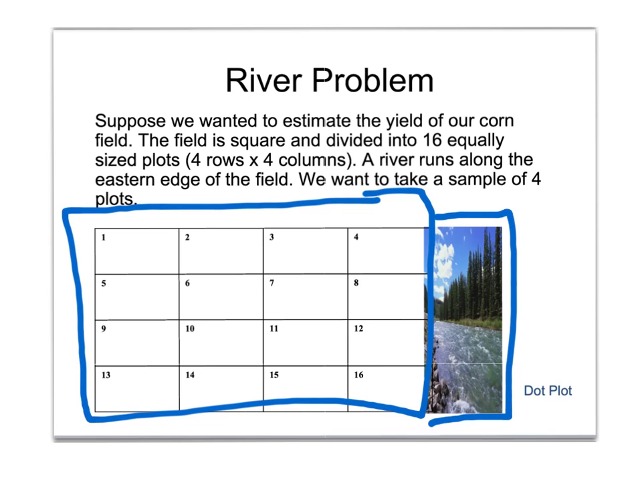So we're going to take a look at a simple random sample. We're also going to look at a sample where we divide it into rows and take one from each row. And we're going to look at a sample where we divide it into columns and take one from each column. And I want you to think about that. A simple random sample would randomly select any 4 of those plots. If we divide them up into rows, then we would randomly select one from each of the rows. So we would randomly select one of the plots from 1 to 4, then one of the plots from 5 to 8, 9 to 12, and 13 to 16.